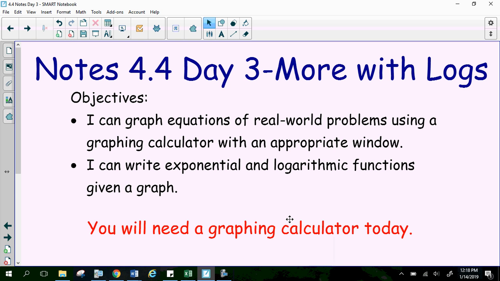All right, today we are going to learn a few more things with logs. So we're going to graph equations of real-world problems using a graphing calculator with an appropriate window. And then we are going to look at a graph and write an exponential or logarithmic function. You will need a graphing calculator today.